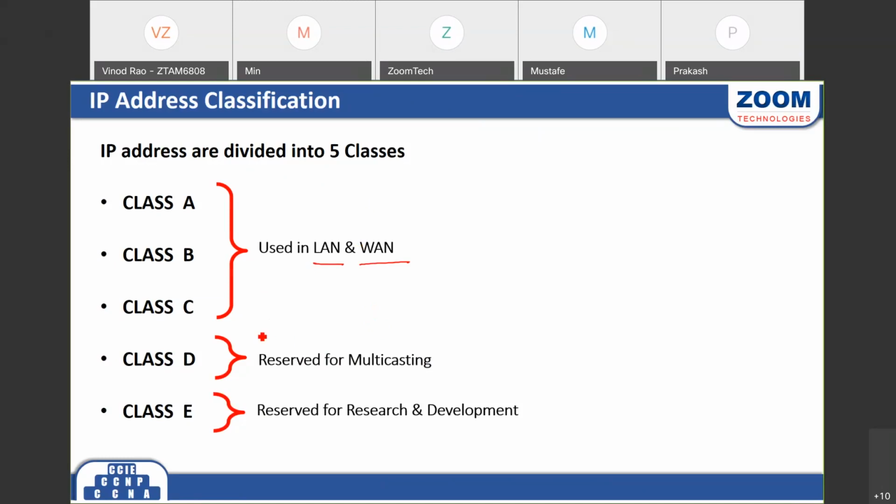Class D, the complete Class D IP address range, is reserved for multicasting. They have different types of communication like unicast, broadcast, multicast, right? Once routing algorithms start, we will discuss clearly what multicasting is and where we use multicast IP addresses and where we use broadcast IP addresses. And Class E IPs are reserved for what? Research and development, R&D purpose. Copy it now.